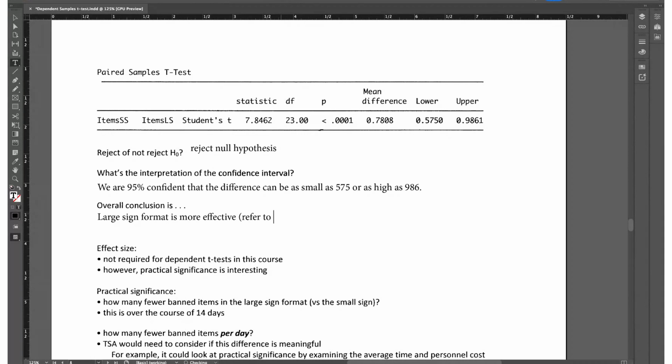Refer to means. And that's what I did just a second ago. LS format, so large sign format, reduced banned items by as few, so I'm just repeating what I said here, by as few as 575 or as many as 986 items in the population.